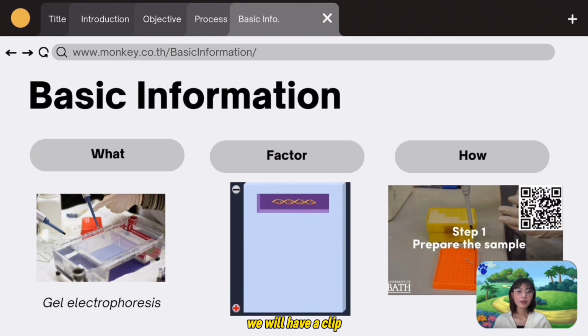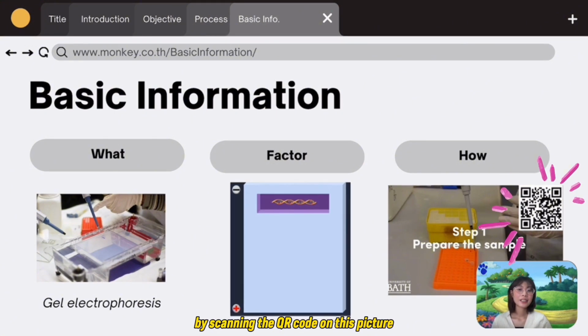We will have a clip explaining each step of the process in detail. We can view the full preview video by scanning the QR code on this picture. After having students watch the video, we will review it again before starting the knowledge recap activity.